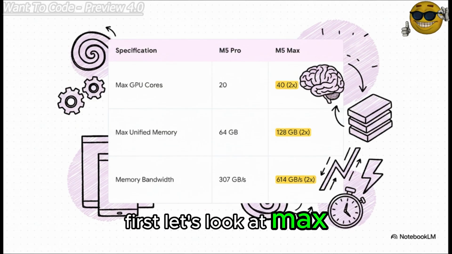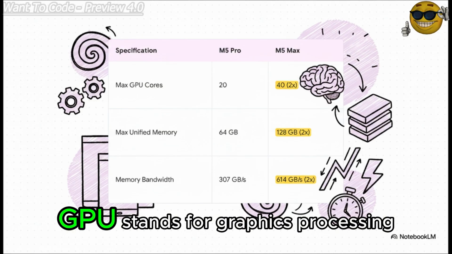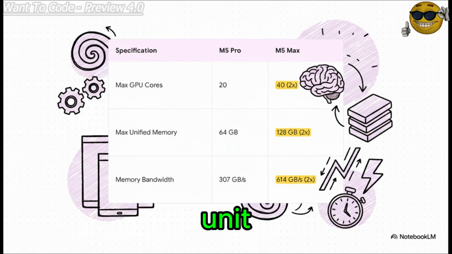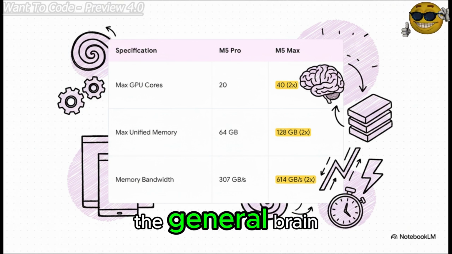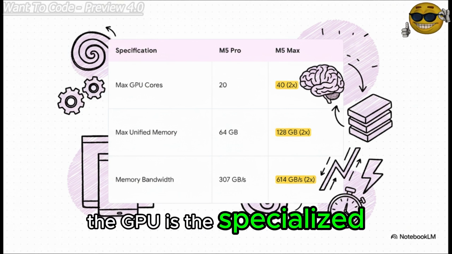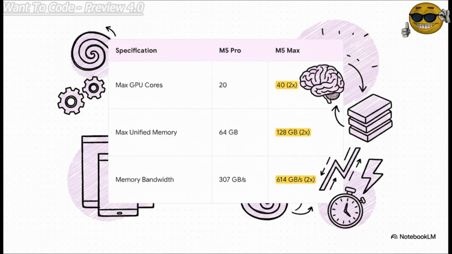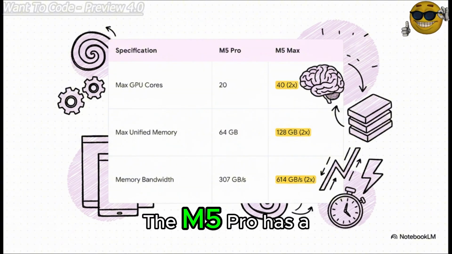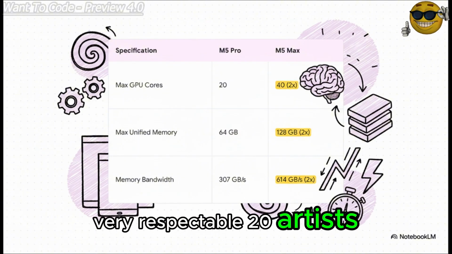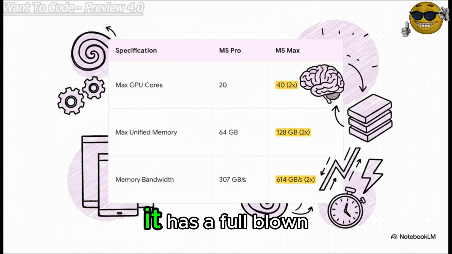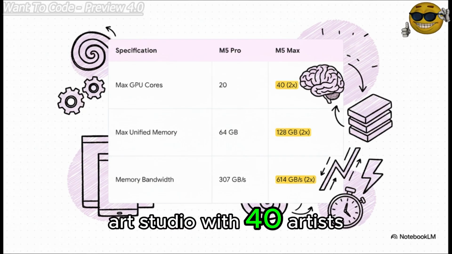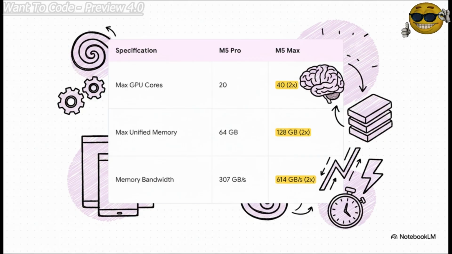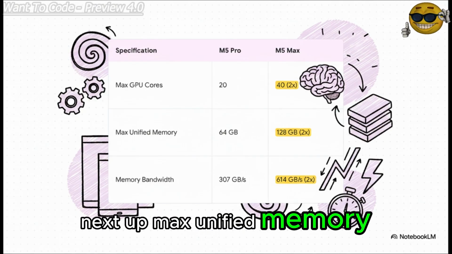First, let's look at Max GPU cores. GPU stands for Graphics Processing Unit. So if the CPU is the general brain, the GPU is the specialized visual arts department. GPU cores are like individual artists in that department, each one painting a piece of the visual puzzle. The M5 Pro has a very respectable 20 artists, but the M5 Max, it has a full-blown art studio with 40 artists, exactly double.